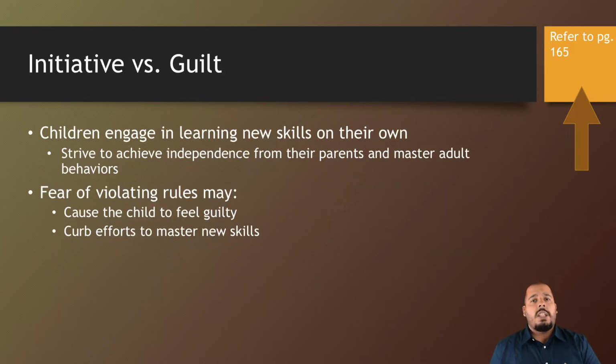Next is the third stage of Erik Erikson's psychosocial developmental theory, initiative versus guilt. This is when children tend to assert themselves. Children in this stage are starting to gain independence from their parents and want to begin to do different tasks on their own, such as dressing themselves or tying their shoes. They'll tell their parents, "No, I do it."